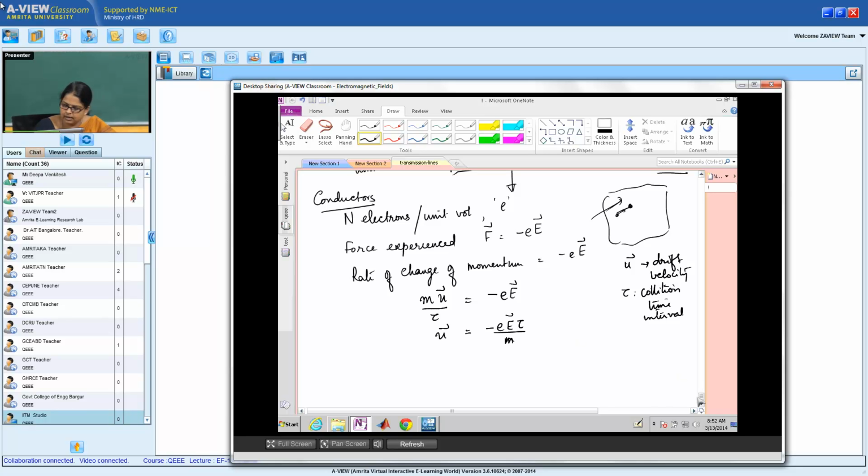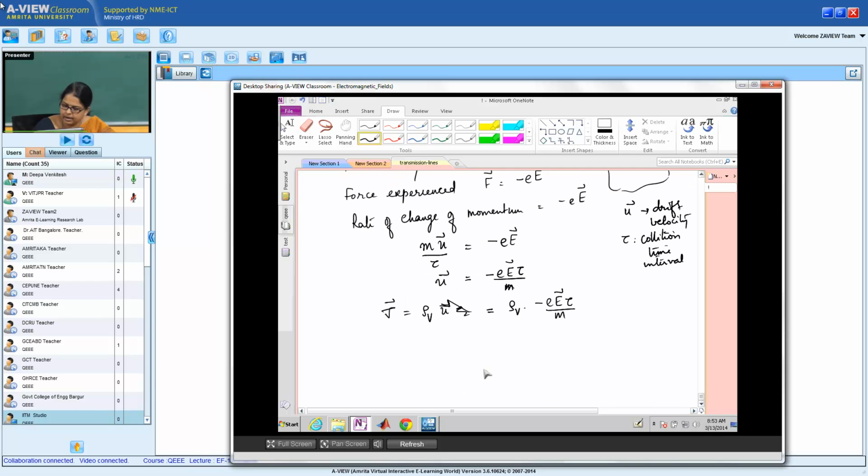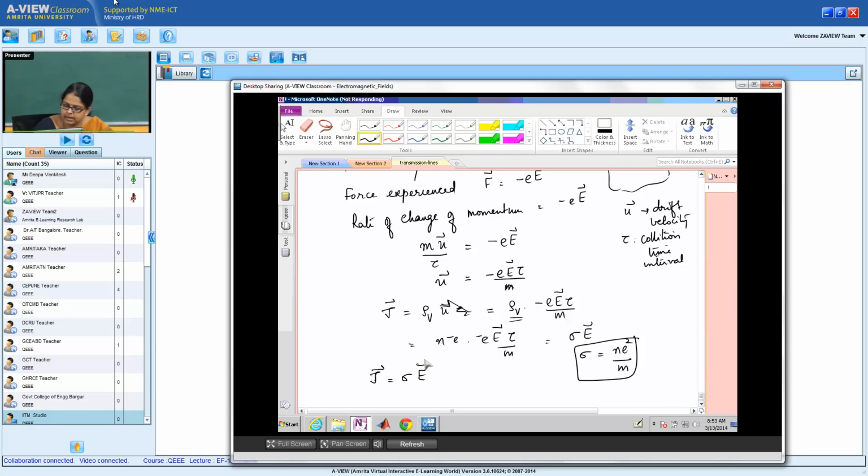So I could go back and write the general expression, whether it's convection current or conduction current. We said J is rho v times u. So, rho v times minus e E tau by m. The volume charge density: if n is the number of electrons per unit volume and minus e is the charge of the electron, then rho v is n times minus e times minus e E tau by m. All these constants can be clubbed together, and that is what is written as sigma. So sigma is n e squared tau over m. So this relation is J is sigma E, which is Ohm's law, by the way.